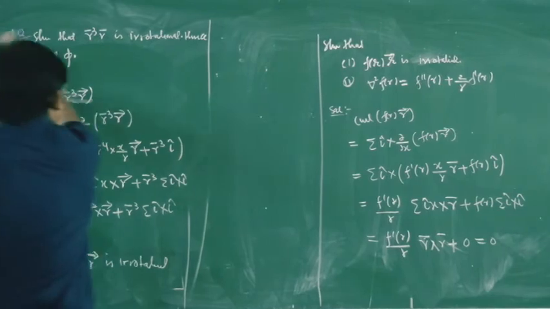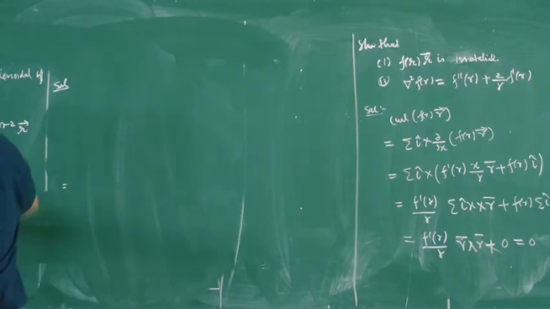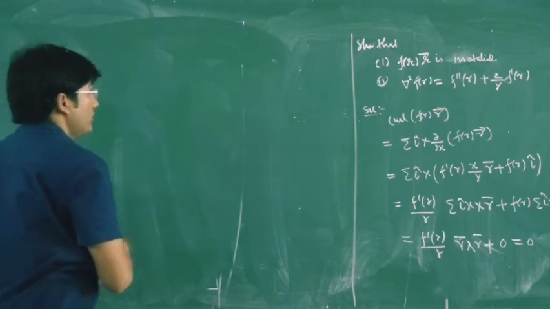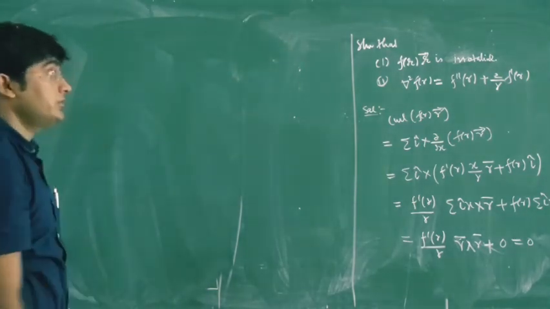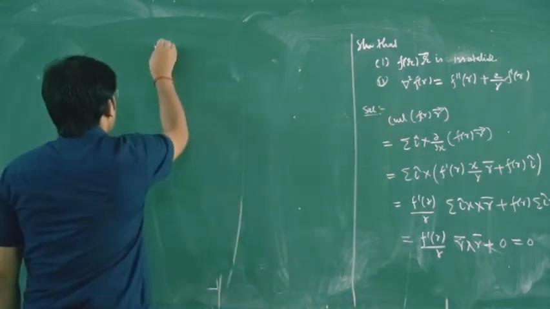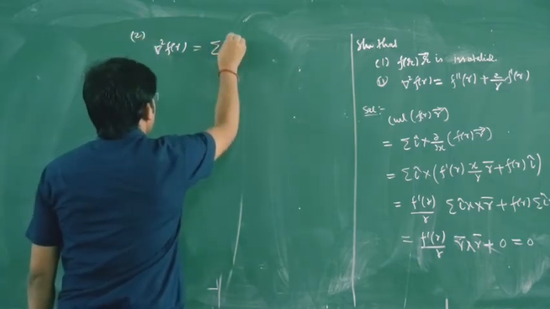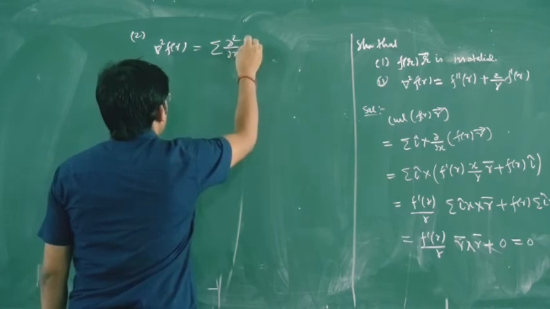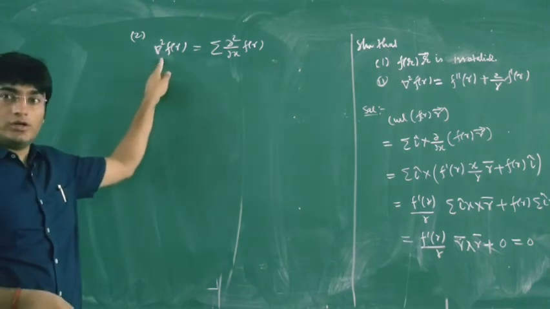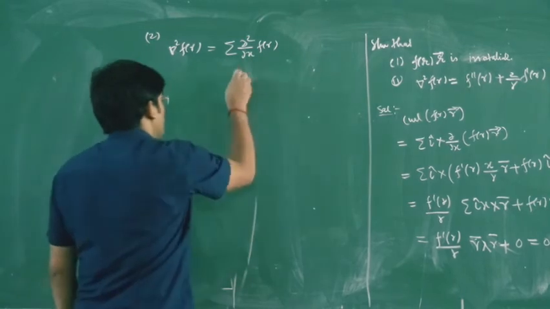Now the second part. Now for the second part, let us evaluate the Laplace operator of this f of r. So this del square of f of r we can write as summation del 2 upon del x2 of f of r, because we know that the value of del square is del 2 upon del x2 plus del 2 upon del y2 plus del 2 upon del z2. So let us evaluate the first term.